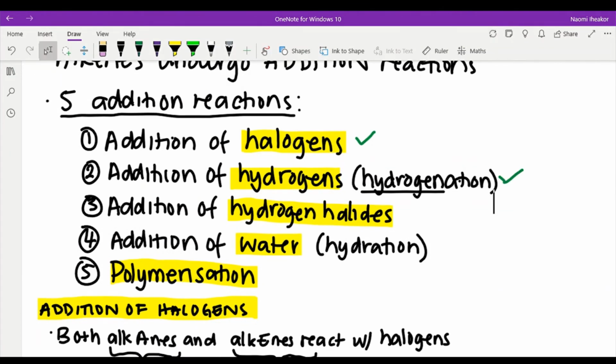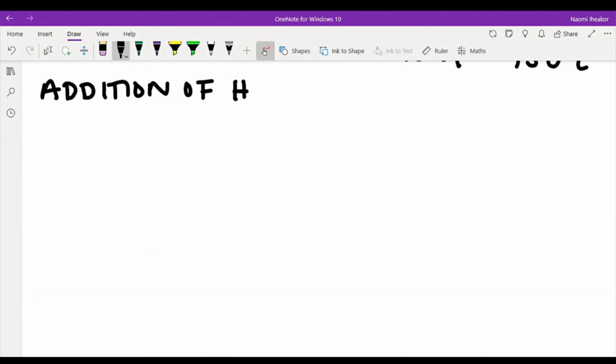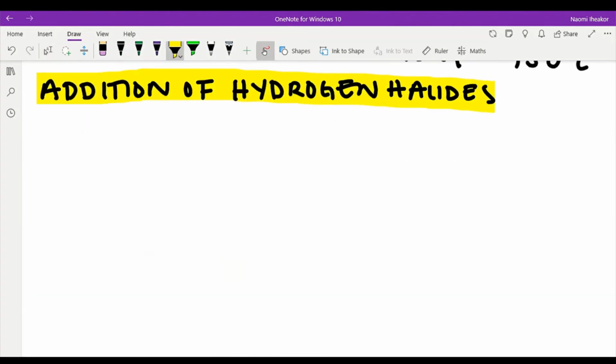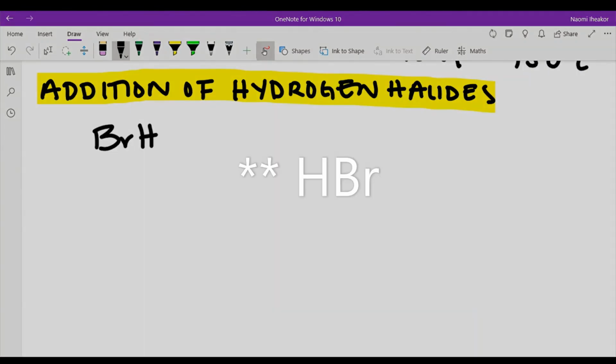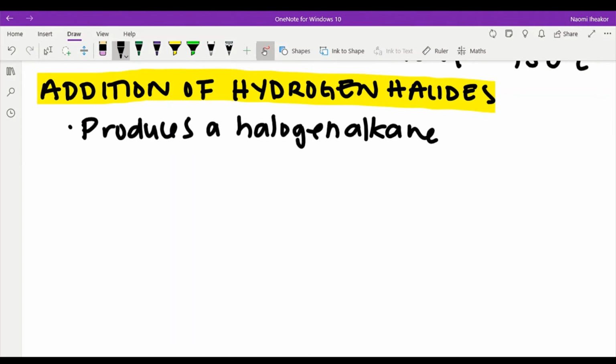The next type of addition reaction that we need to look at is the addition of hydrogen halides. So we've already defined that a hydrogen halide is where we have a halogen, for example, bromine, bonded to a hydrogen. So that's a hydrogen halide. Now our addition of hydrogen halides is going to produce a halogen alkane. So let's have a look at what that means.